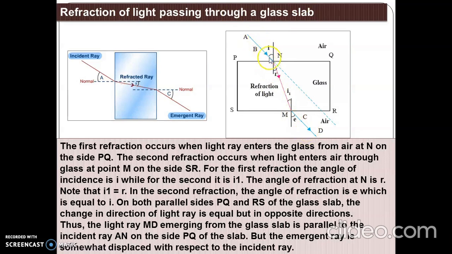Now, if you look at this diagram carefully, the blue colored ray is the incident ray AB. When it goes into the glass slab, you can see that it has slightly moved towards the normal. So the angle of incidence is greater than the angle of refraction, and when it comes out, the angle becomes equal. So what you have to remember is that the angle of incidence and the angle of emergence are equal, and there is a difference between the angle of incidence and the angle of refraction. This is how light passes from one transparent medium to the next.